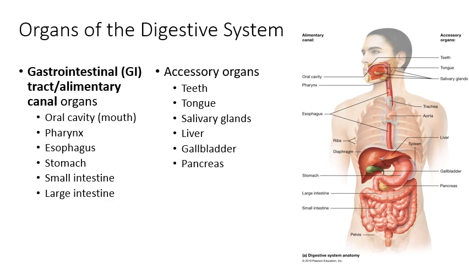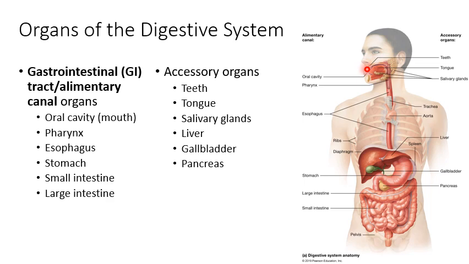Then the accessory organs are the teeth, the tongue, the salivary glands, the liver, the gallbladder, and the pancreas. Those all impact the food in one way or another as it's moving through the GI tract. So over here you have a diagram of all of that.